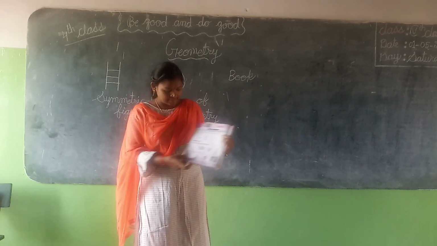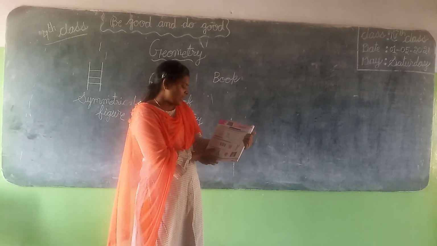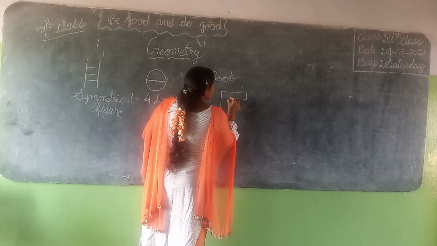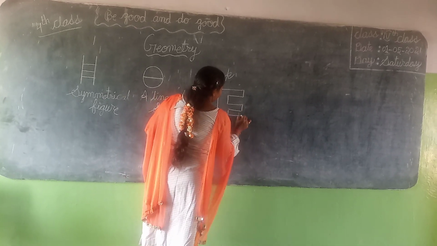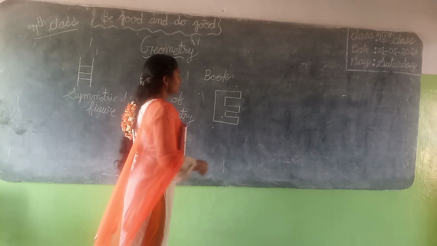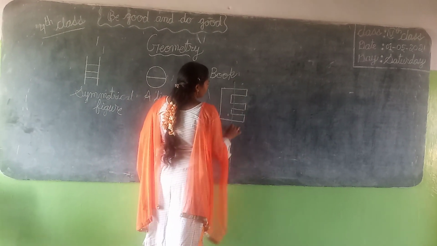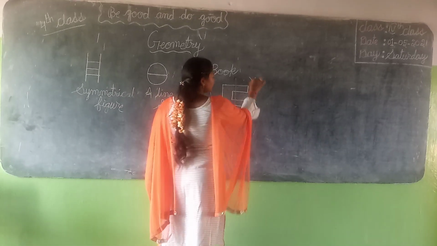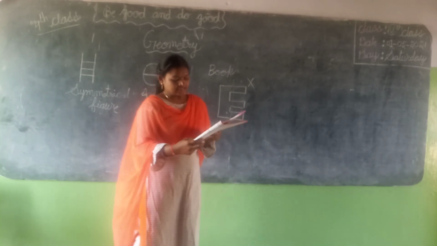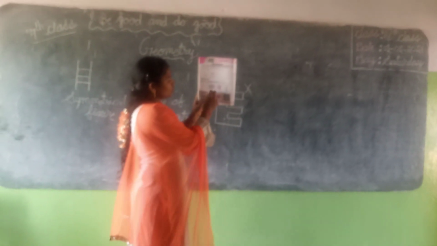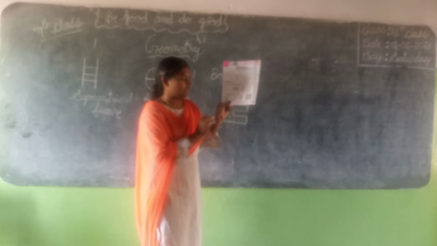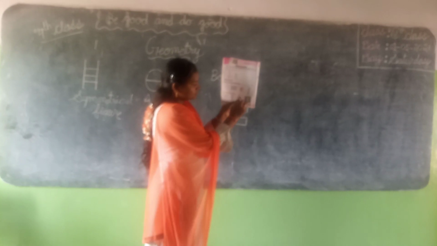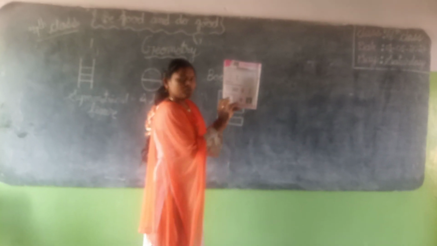Next, the second one: draw the lines of symmetry. First, draw this picture. In this picture, if we cut it into two parts, are there equal parts anywhere? No. So this is not symmetrical. Next, scissors. Scissors cut into two parts, so scissors are symmetrical. Next, in this diagram, cut in one part. So this is also one line of symmetry.